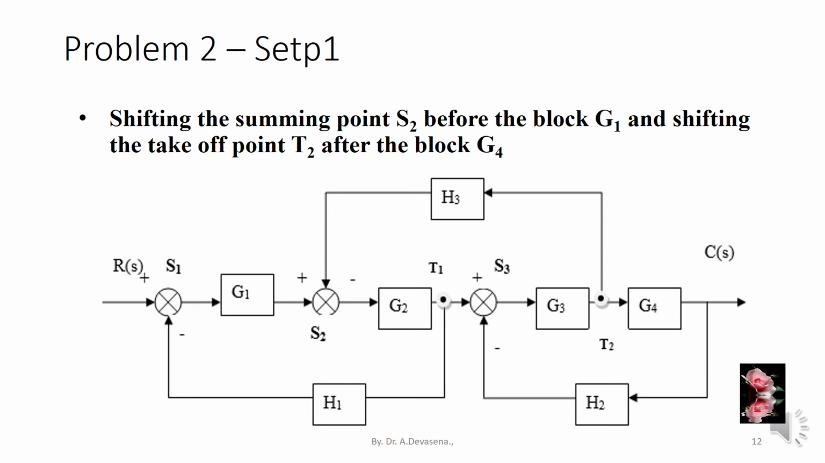This is the given block diagram. In this step, we are going to shift the summing point S2 as well as the takeoff point T2 with the help of the reduction technique. That is, the summing point S2 is going to be shifted before the block G1. Similarly, the takeoff point T2 is going to be shifted after the block G4.